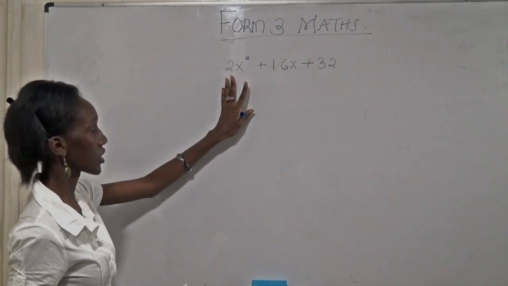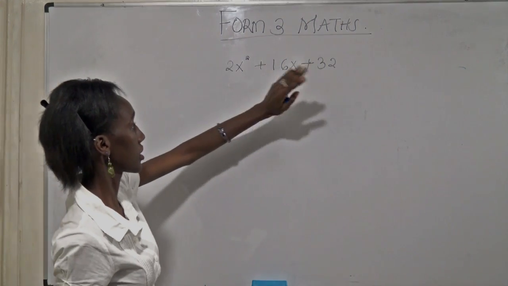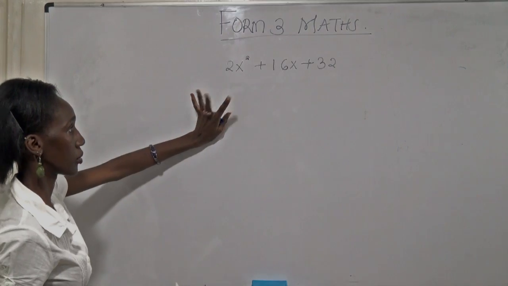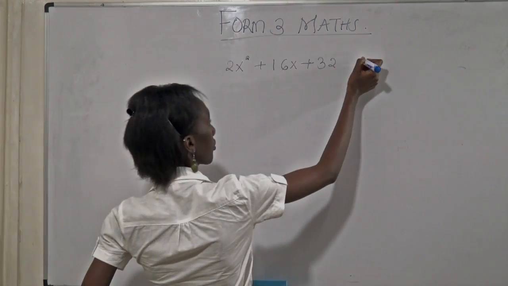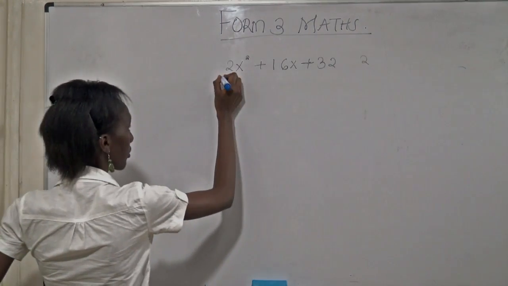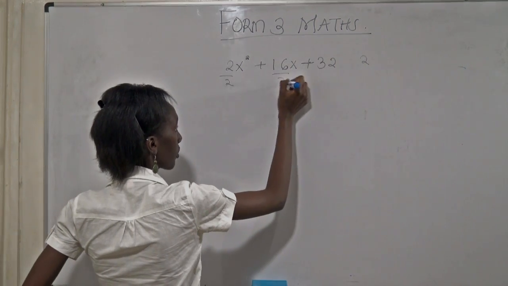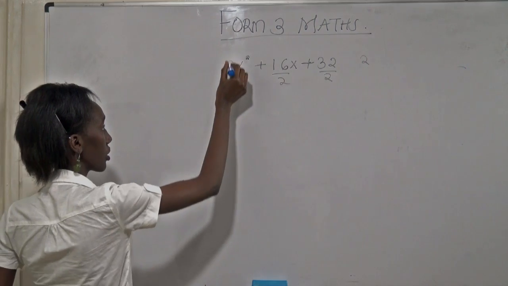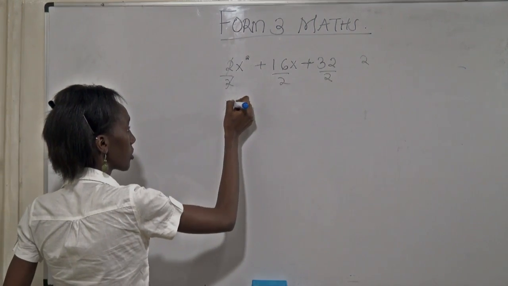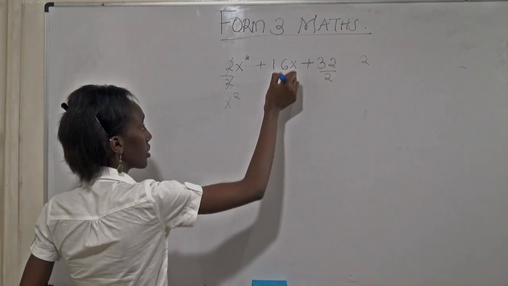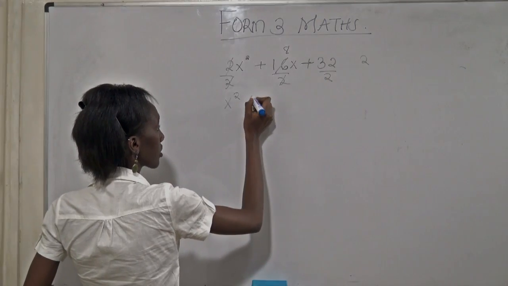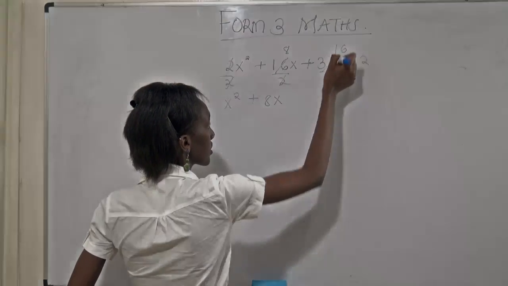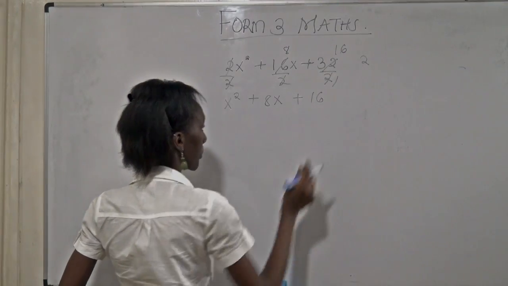There's a common factor between 2, 16 and 32. So what is the common number that I can divide all through? The common factor is 2. So I'm going to divide all through by 2. And my final equation is going to be, this one cancels out. I'm remaining with x squared. This one goes 8 times, plus 8x. This one goes 16, plus 16.